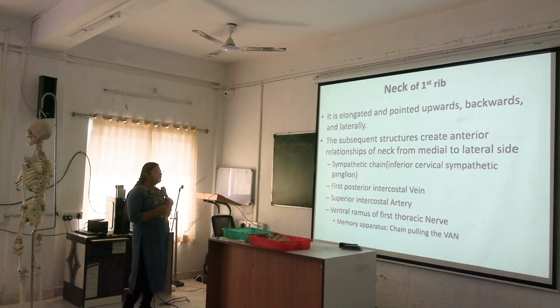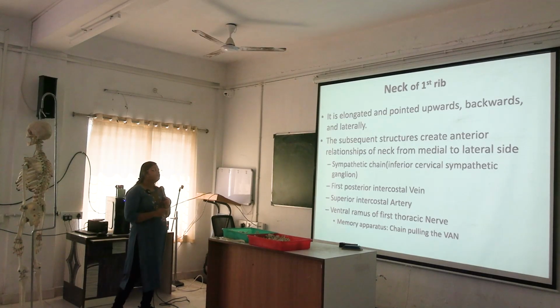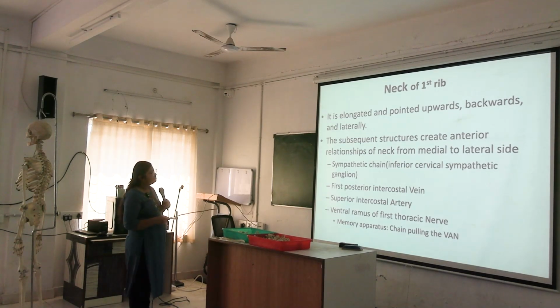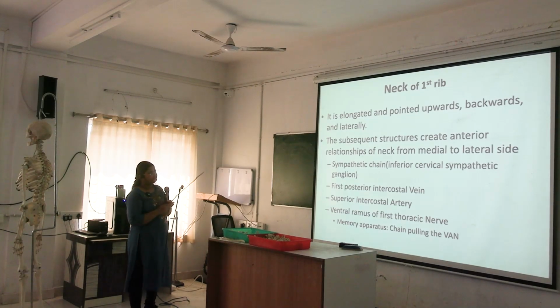We have discussed the sympathetic chain, that is the inferior cervical sympathetic ganglion present here, the first posterior intercostal vein, the superior intercostal artery and the ventral rami of the first thoracic nerve. Okay, you can remember it with the mnemonic: chain pulling the van. First is the sympathetic chain, then there is VAN: vein, artery and nerve.